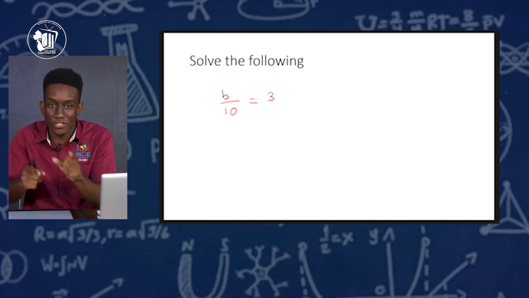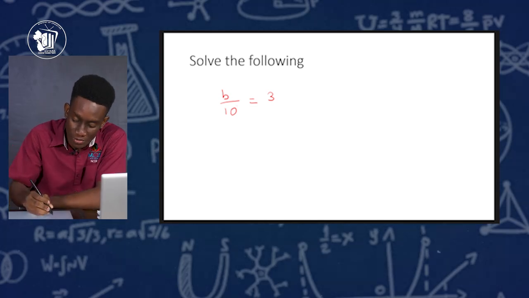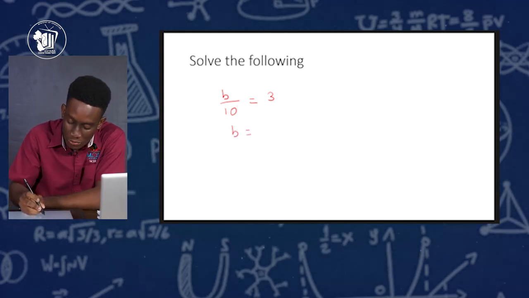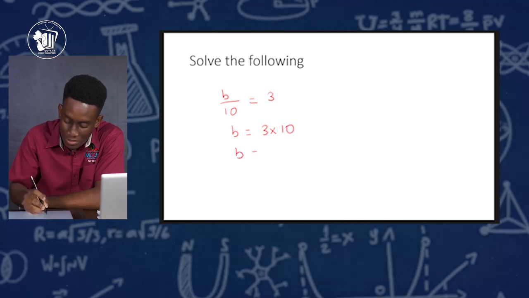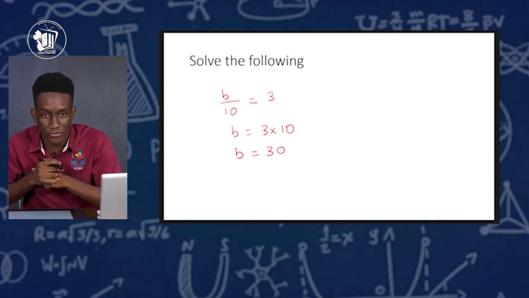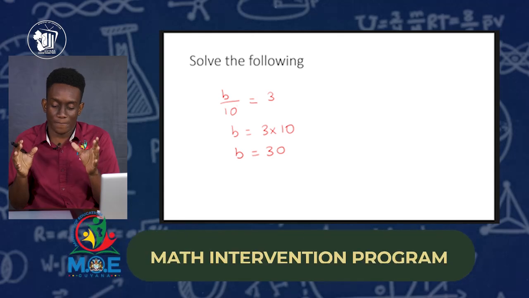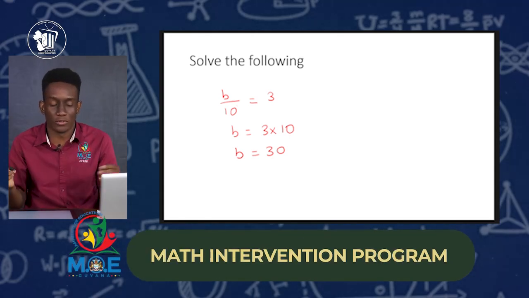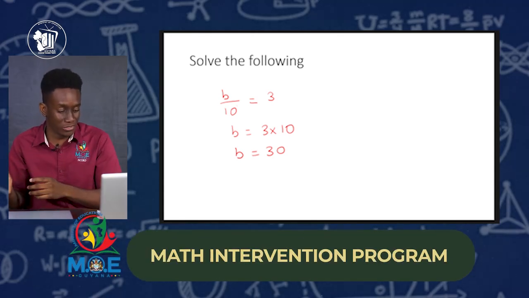The opposite of division will be multiplication. So b will be equal to 3 multiplied by 10. Hence b will be equal to 30. And of course, b divided by 10 would give you 3. And we know b is equal to 30. And 30 divided by 10 will of course give you 3. So that's how we can check to see if our answer is correct.